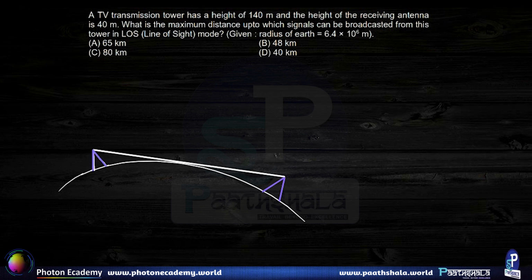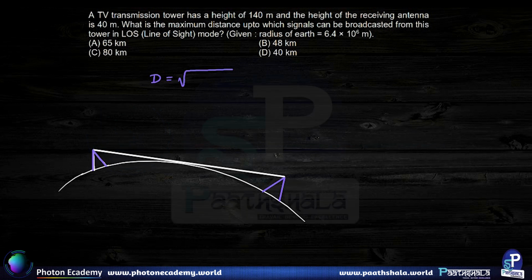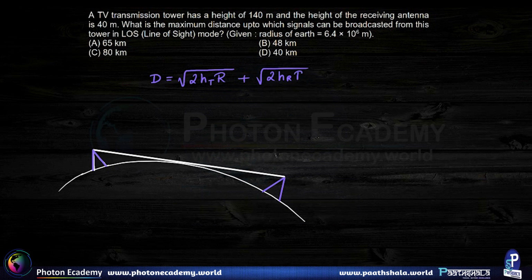Now we have a formula in communication systems that relates the distance d of transmission with the height of the transmitting and the receiving antenna. The distance d in LOS line of sight communication is going to be equal to root over 2 h_T R, where R is the radius of Earth, plus root of 2 h_R R, for the receiving antenna. This particular formula in communication systems should be known to the student.